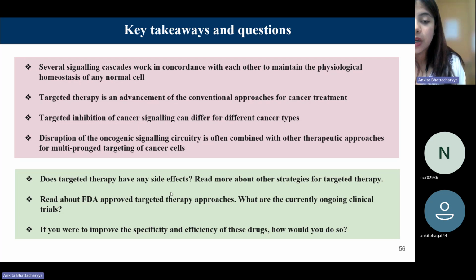What you should try to figure out is that while we are calling it targeted therapy, does it have any side effects? Is it foolproof? And if it is foolproof, why has it not cured cancer? So read a little bit about other strategies for targeted therapy as well, because that will explain the limitations to you. Then read about FDA approved targeted therapy approaches. I showed you the slide where we showed the monoclonal antibody consolidated in one schematic that had FDA approved drugs. It's present in the legend as well, so you'll be able to figure out from there.